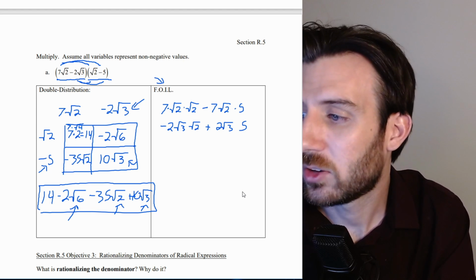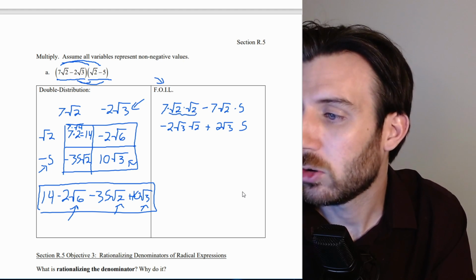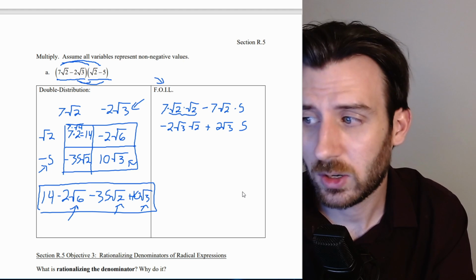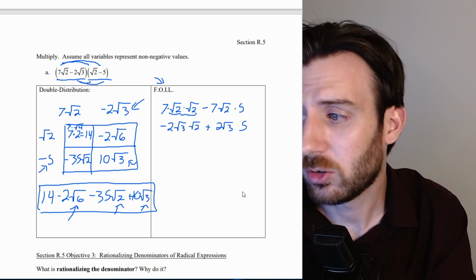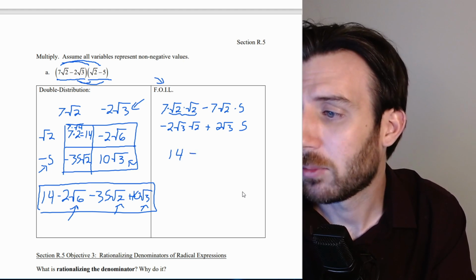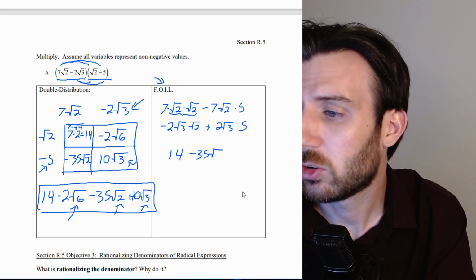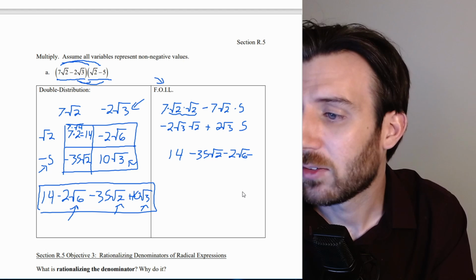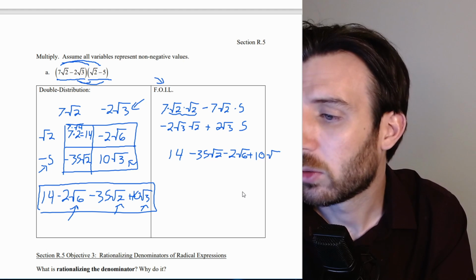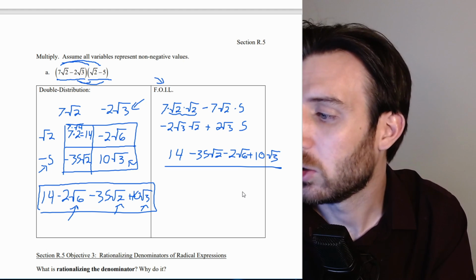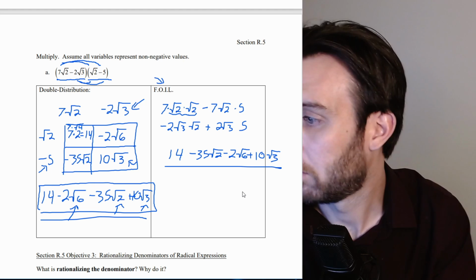So all in all, I could simplify this. I could say root 2 times root 2 is the same thing as root 2 squared, which cancels away to just give me 2. That's my 14. And then I have minus 35 of these root 2's. I have minus 2 of these root 6's. And I have 10 of these root 3's. And either way you do it, you will get the exact same answer.